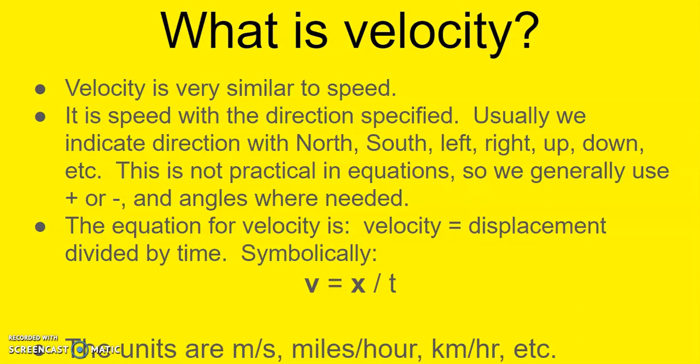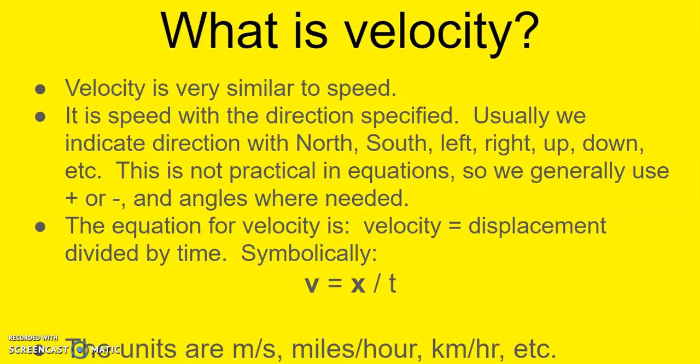Well, velocity, represented by this symbol v, is very similar to speed. It is a vector quantity. What that means is that we not only indicate the magnitude, the size, the number, like 65 miles per hour, but we give the direction as well. So we might say 65 miles per hour north, maybe we'll say 65 miles per hour south, left, northeast, whatever, something like that. Now, the problem is that's generally not practical in equations, so we generally use a sign convention of plus and minus, and sometimes we'll use angles where needed. That's coming up in two-dimensional motion.